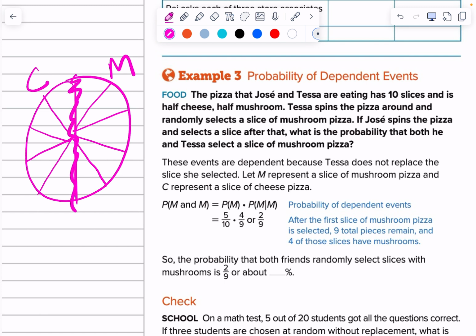Why'd you draw them all in the center? I don't know. I was trying to keep them even. Anyway, just worry about yourself.